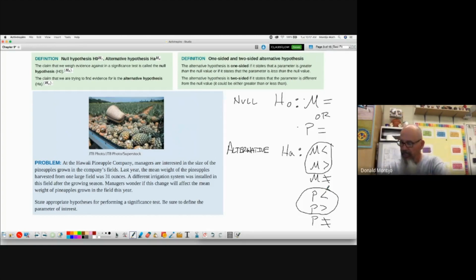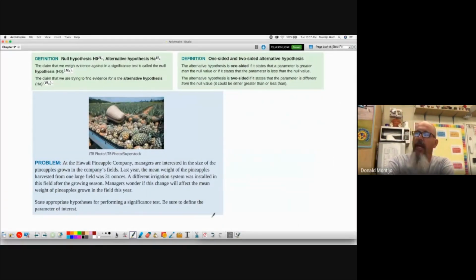Let's take a look at an example real quick of how we would set up a null and alternative. At the Hawaii Pineapple Company, managers are interested in the size of the pineapple grown in the fields.